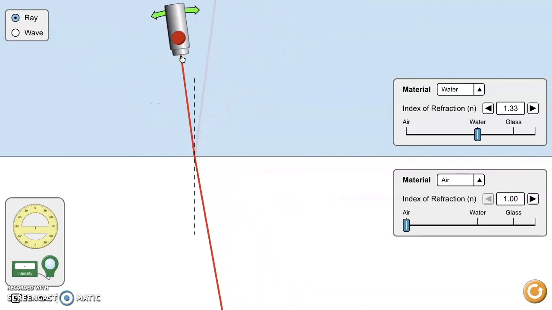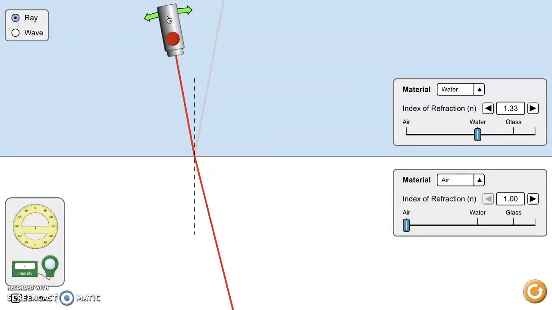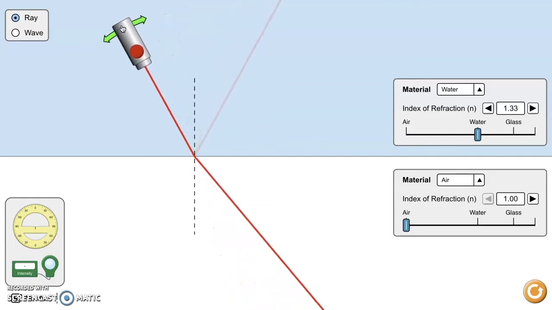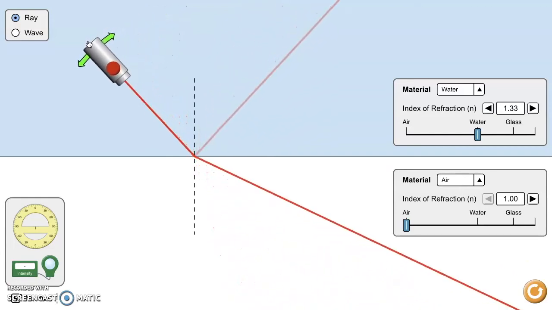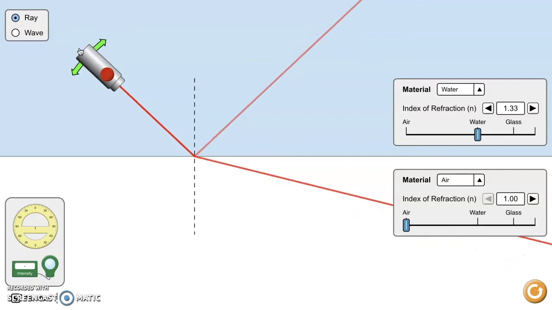So let's take a little look at what's happening. Notice that there's always reflected light and refracted light. And over here, the intensity of the reflected light is much smaller than the intensity of the refracted, or transmitted, light. But as we change this angle, that balance changes. More and more of the light is reflected, and less of it is actually making it into the new medium.